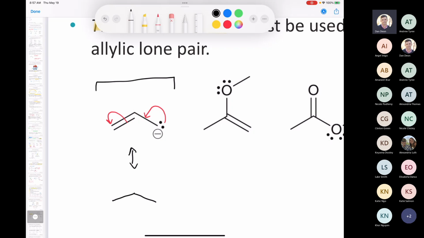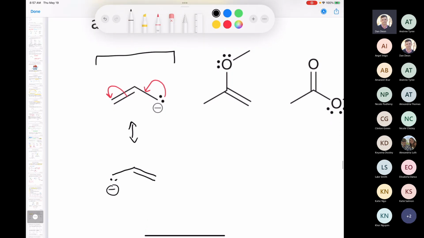We have our three carbons like this. Now we have the double bond here, and we have the lone pair over here. So now we've got the negative charge on this carbon. And so that is our resonance contributor for our allylic lone pair. Give me a thumbs up if you follow me on that resonance structure, the first one. If you have any questions, just stop me. Okay, let's move on and try the next one.